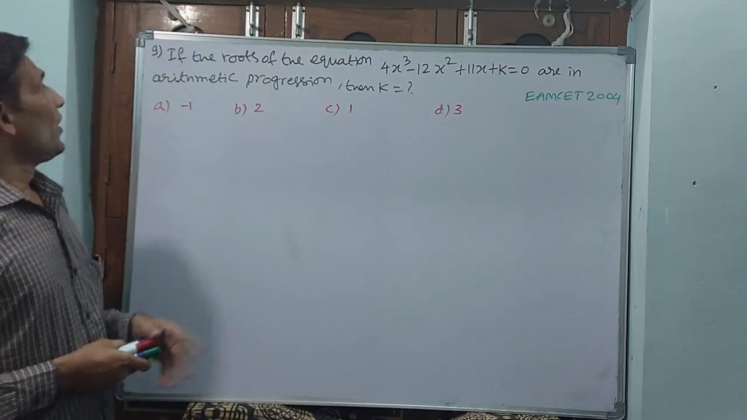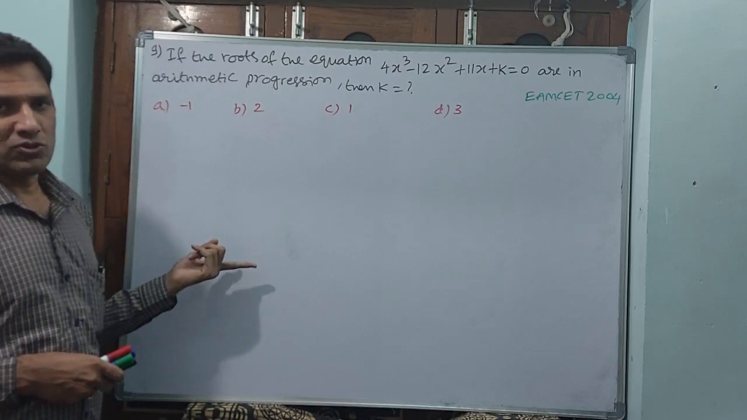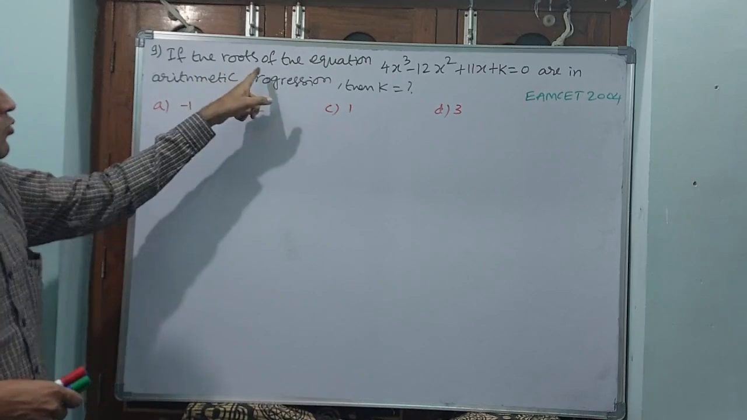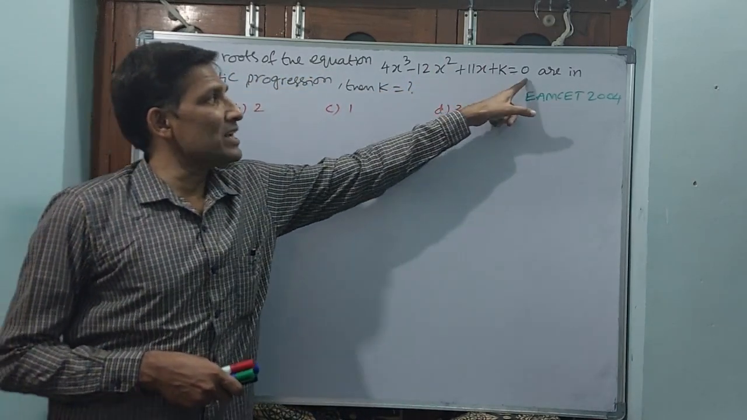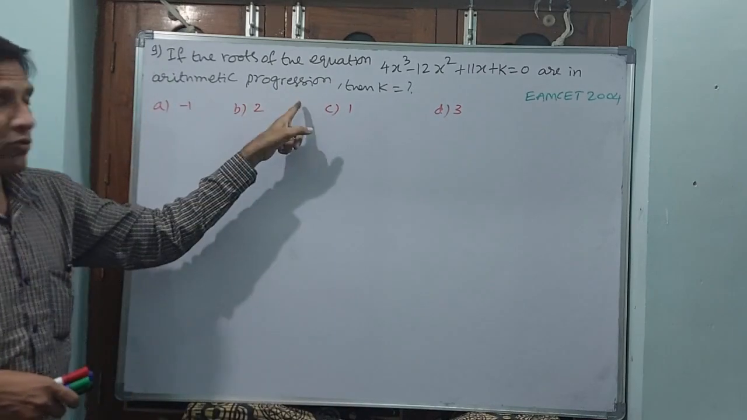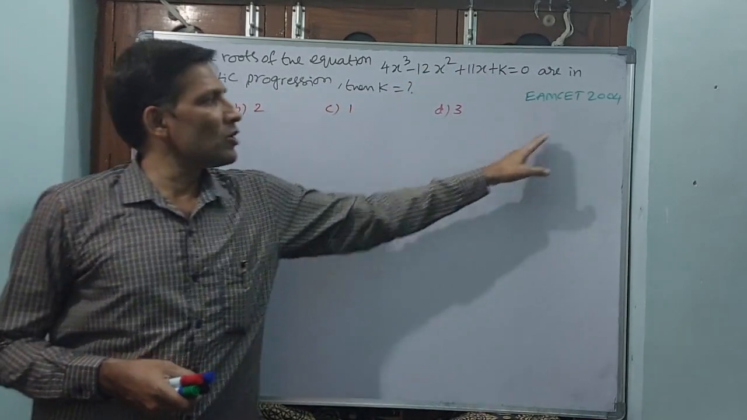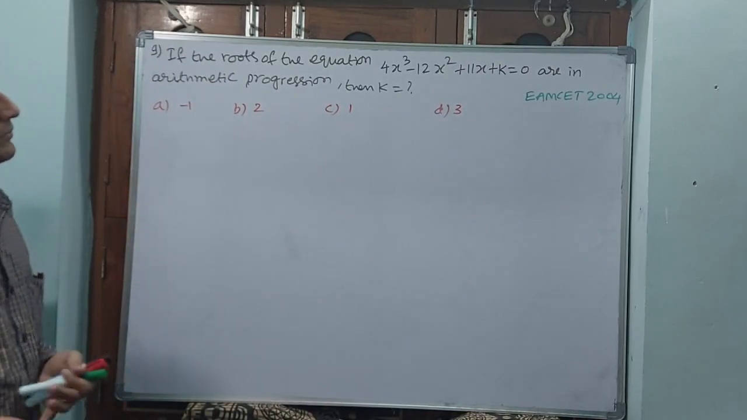Okay, see, this question is also like earlier question only. Earlier question was geometric progression roots, in this question roots are in arithmetic progression. If the roots of the equation 4x cube minus 12x square plus 11x plus k equal to 0 are in arithmetic progression, then what is the value of k, like they are asking. For answers also they have given. EAMCET 2004 question. Okay. Let us proceed further then.